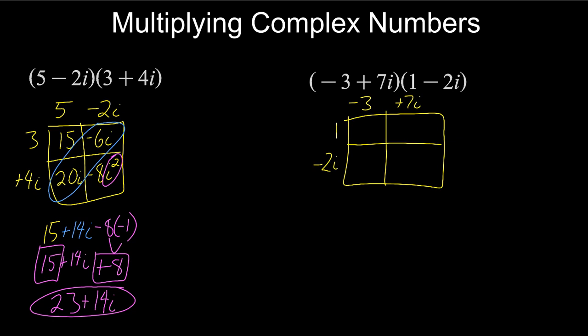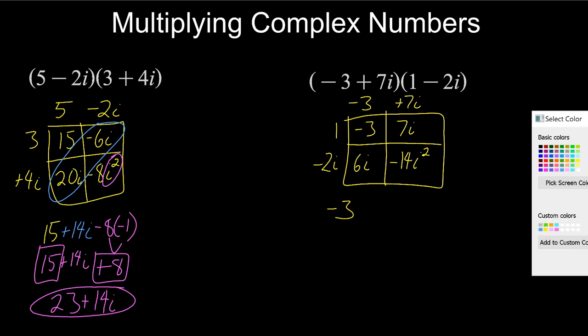All right, so I went ahead and set up my area model. 1 times negative 3 is negative 3. 1 times 7i is 7i. Negative 2i times 3 is negative 6i. And negative 2i times 7i is negative 14i squared. So just like before, negative 3 is going to come right on down.